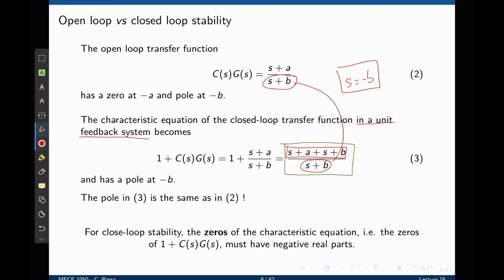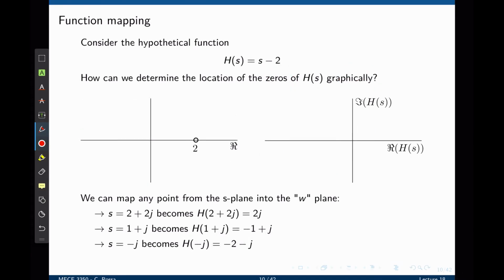So for closed loop stability, the zeros of the characteristic equation, that is the zeros of 1 plus CG, must have negative real parts. We could also say that for closed loop stability, the poles of the closed loop transfer function must have negative real parts. These statements are equivalent. So that was the first concept that we needed out of 3. Now let's move on to the second concept.